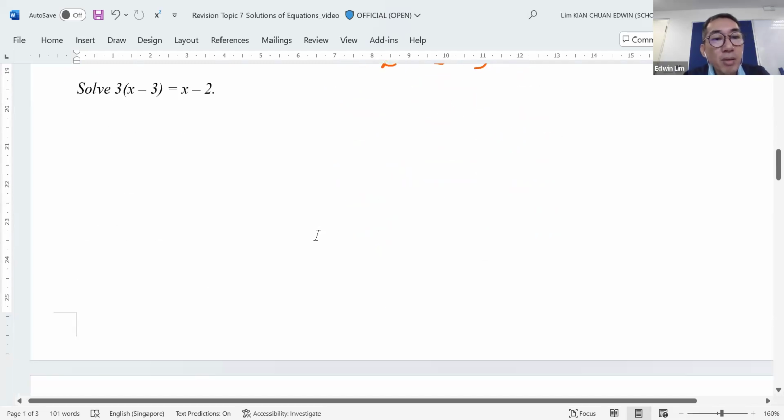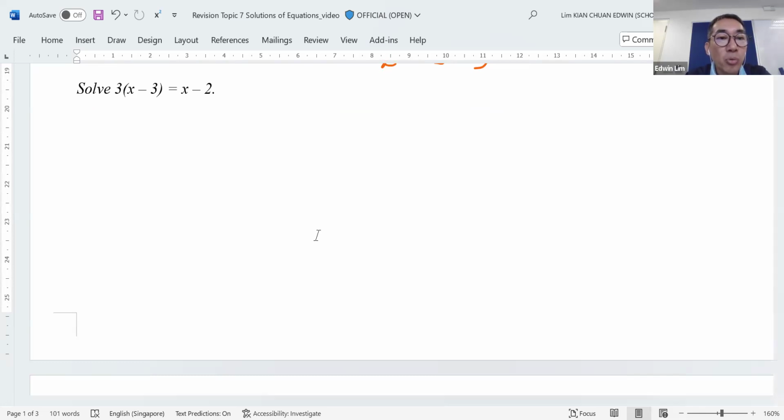Solve 3 bracket x minus 3 equals x minus 2. So the first thing I will do here is actually to open up the bracket. All right. So opening up the bracket, 3 times x, I have 3x. 3 times negative 3, minus 9, equals x minus 2.